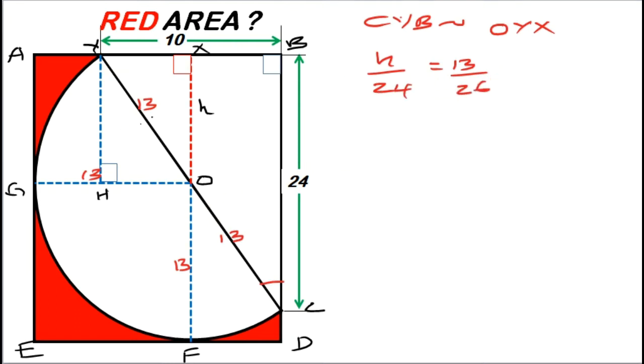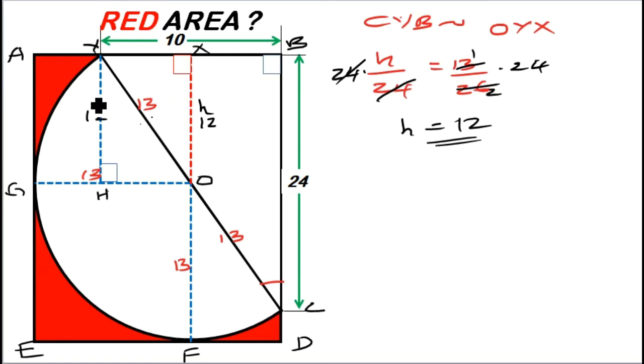So what is h? For you to get h, you simply multiply both sides by 24. You remain with h equal to 13 goes into 26 twice. So 24 over 2, you get h to be 12. So it means the length from O to X is 12. So if from O to X is 12, then automatically from H to Y is also 12, because you can see YXOH is a rectangle.